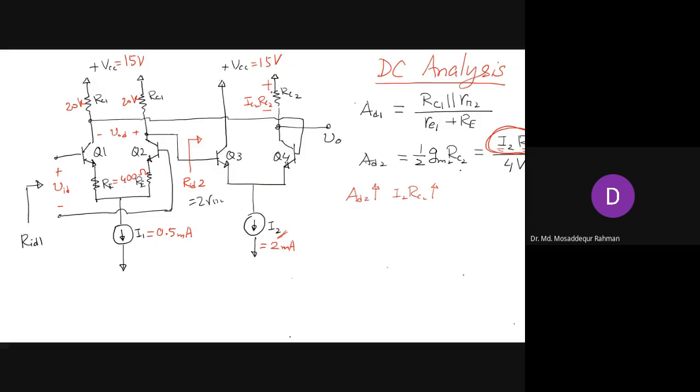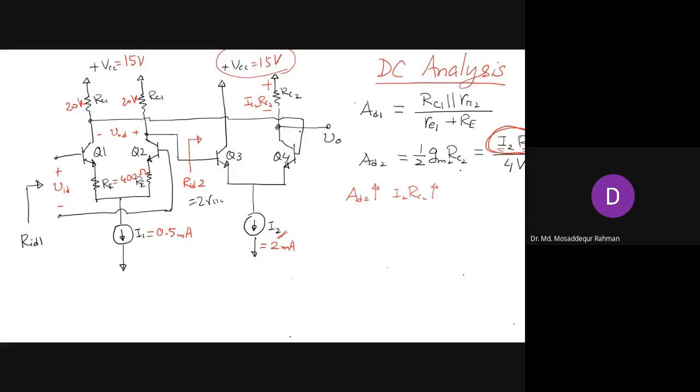But you cannot increase this voltage drop indefinitely. You cannot increase RC2 indefinitely, or IC2 indefinitely. There is a limit, because this is a DC voltage drop, and you have the DC supply here, right? So for higher voltage drop, you will need higher supply. That is one constraint. High gain means high voltage drop, and high voltage drop means you need a high supply voltage. But there's a constraint to that.